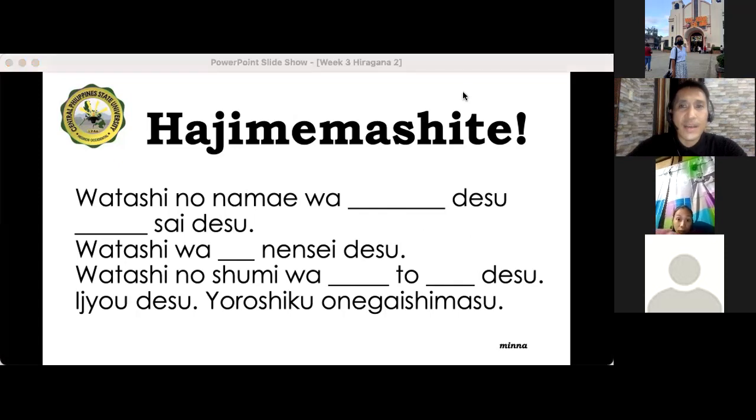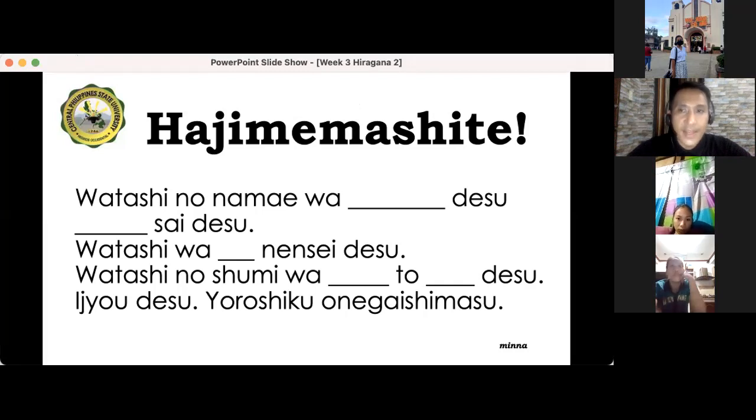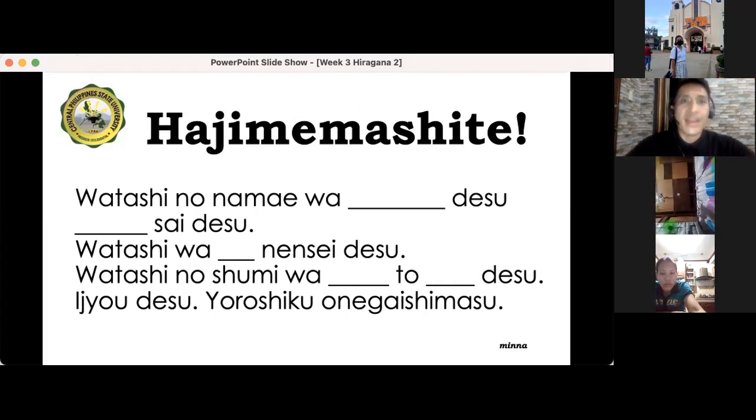So dapat ang introduction ay nijusai desu. So, watashi no namae wa Ibanez Relin desu. Okay. So, gusto kong ulitin from the top using Relin as an example. She said she likes reading and watching TV. Okay? So, hajimemashite, watashi no namae wa Ibanez Relin desu. Nijusai desu.